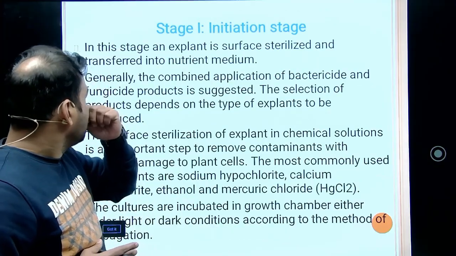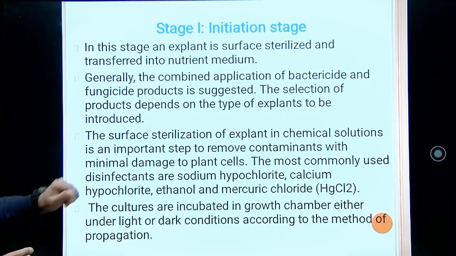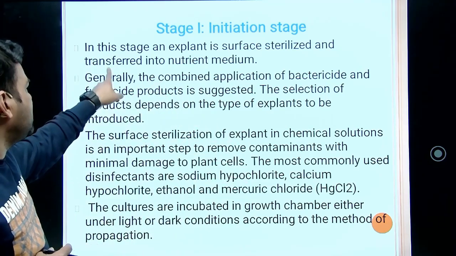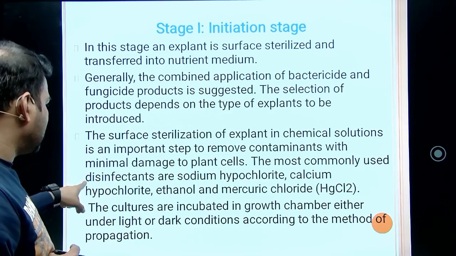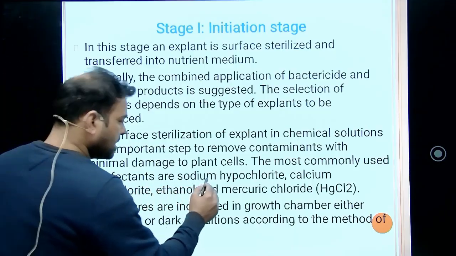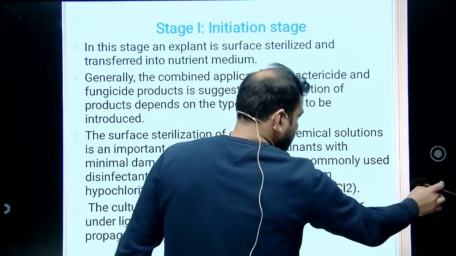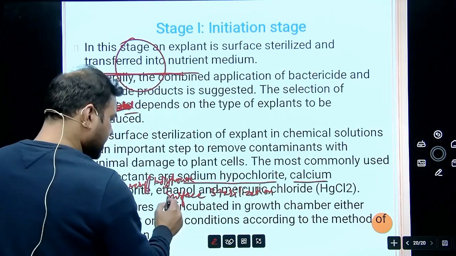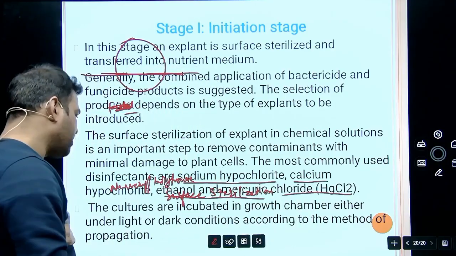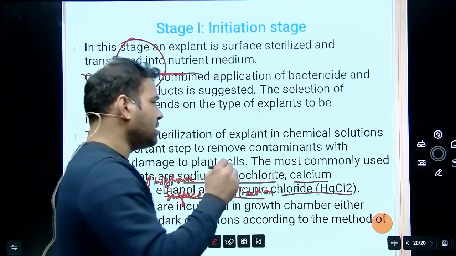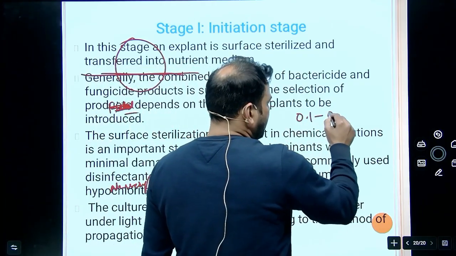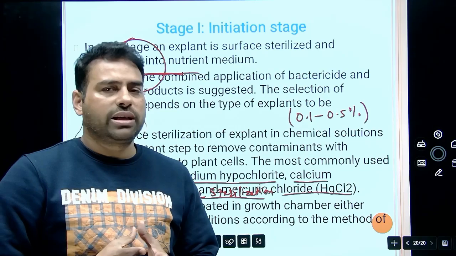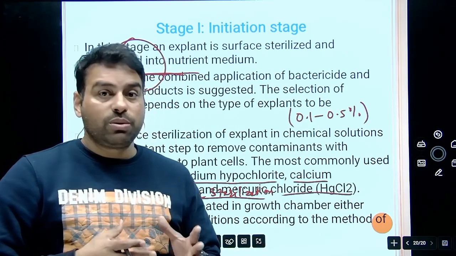This is the first step. The second step is the initiation stage. In the first stage we take the plant only and do surface sterilization, as discussed. We use sodium hypochlorite, calcium hypochlorite, ethanol, or HgCl2, mercury chloride, at different concentrations. Generally we take 0.1 to 0.5% concentration of these chemicals, because they are very harmful and carcinogenic. So while handling these chemicals we have to be very careful.